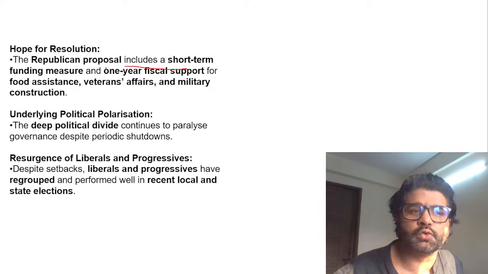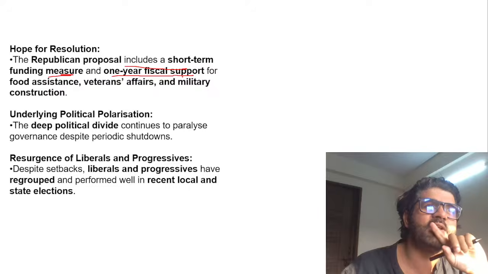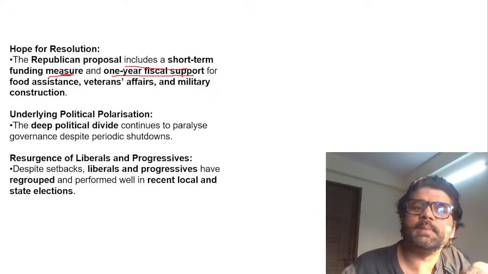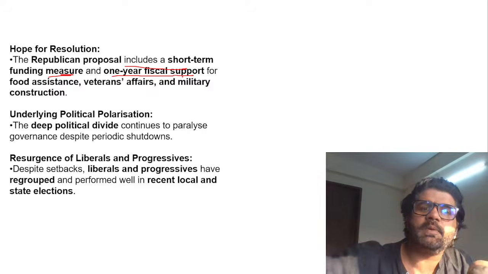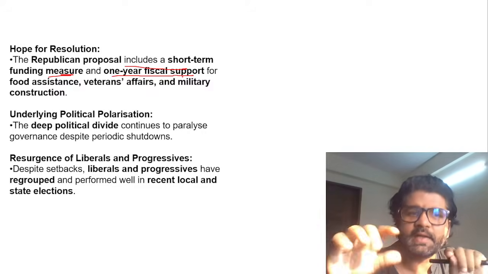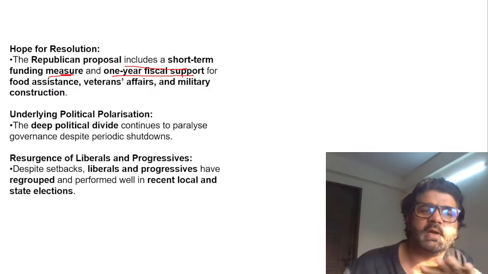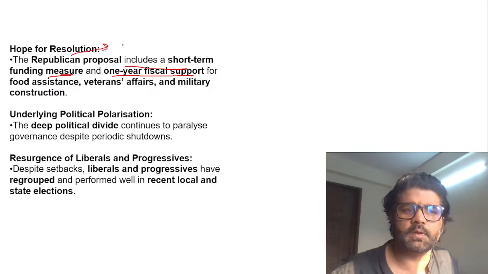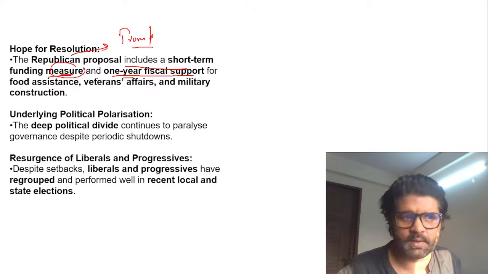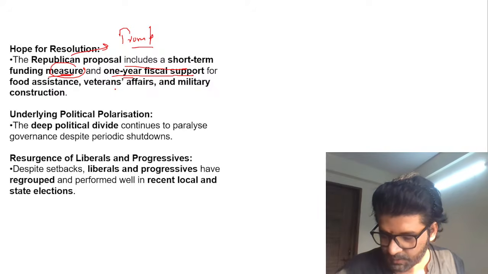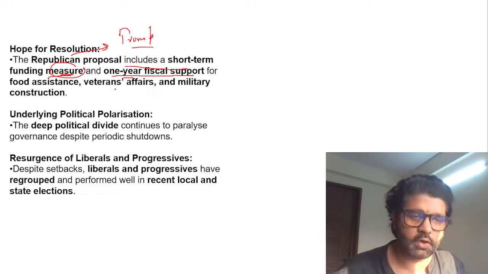The Republican proposal includes a short-term funding measure and one-year fiscal support. Here also we have something like that, a vote on account, where even if the appropriation bill is taking some time, we are giving the government some amount of money so that they can carry out some work. And again here also the talk is related to Obamacare. The Republican people, the people siding with Trump, are saying that we can introduce some money for food assistance and veteran affairs. A law passed by the legislature giving the government authority to withdraw money from the Consolidated Fund of India.